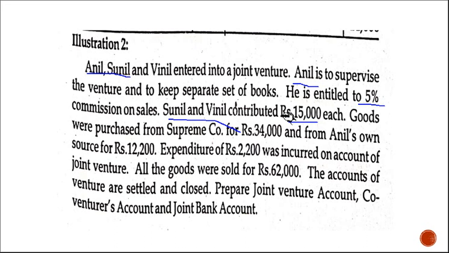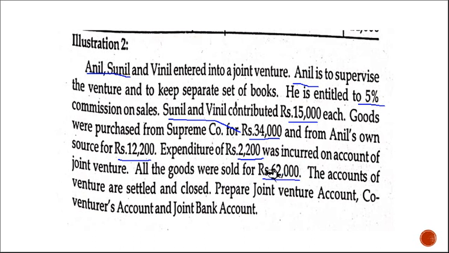What is this? Capital. Goods were purchased from Supreme Company for rupees 34,000. Okay, so on credit. From Anil's own source, goods for rupees 12,200. See here, Anil brought goods to the business, and others brought capital in cash. Expenditure of rupees 2,200 was incurred on account of joint venture. So other expenses.